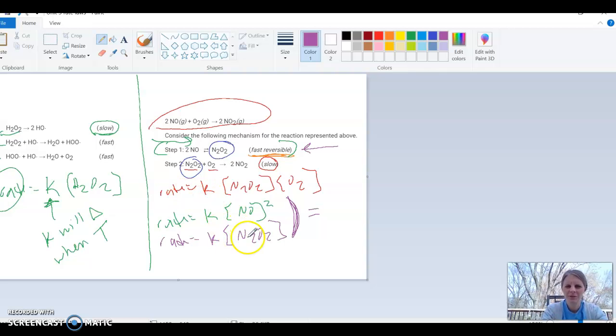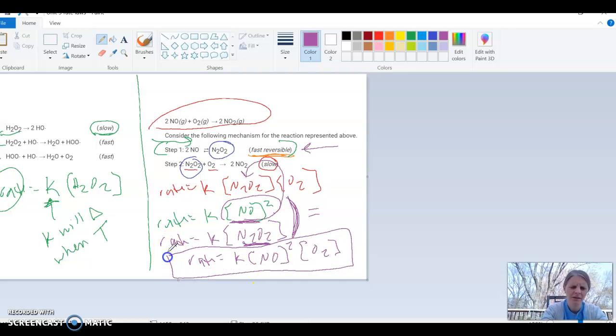So if I know that those two are equal to each other, then actually what I know is N2O2 is actually going to be equal to this NO squared. So I'm going to take this part right here and put it in there. So my overall reaction is rate equals K times NO squared, because I can see that these two are equal to each other, times O2. So this bottom one is my actual rate law for this reaction. I cannot have a transition state in my rate law, so that's why I had to kind of manipulate it around to make it work.